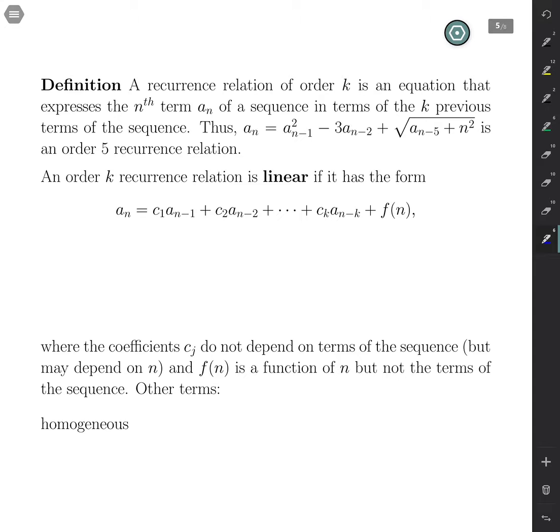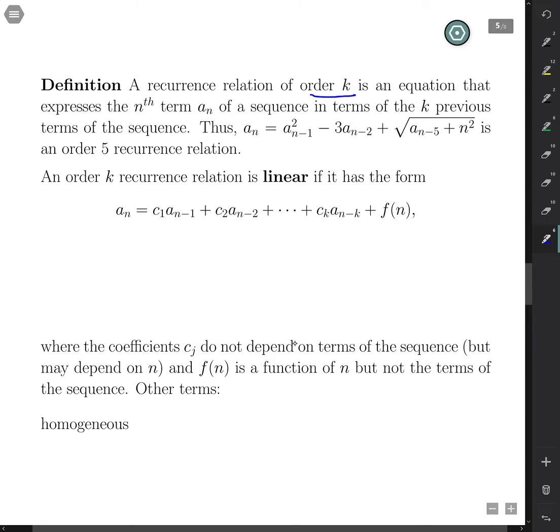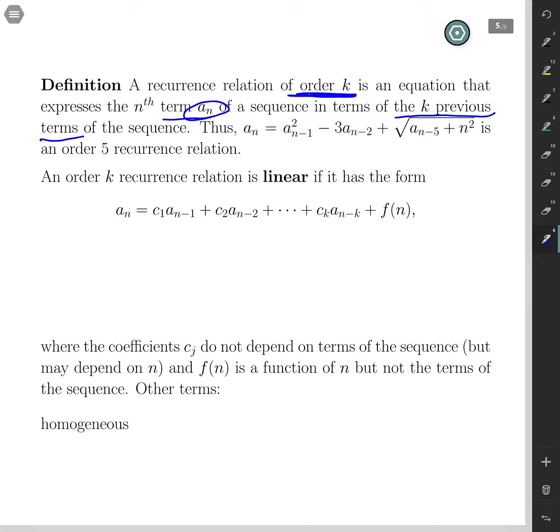So I want to continue on our discussion with recurrence relations, mentioning some of the terminology that we'll need. This first one deals with the order of a recurrence relation, and that should have been in bold. A recurrence relation of order k is an equation that expresses the nth term, an, in terms of the k previous terms of the sequence. So it steps back 5 to get a value.